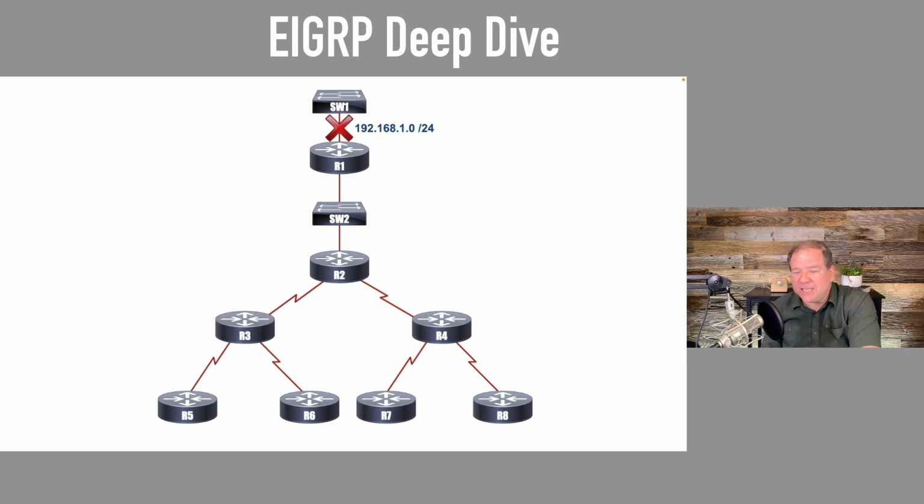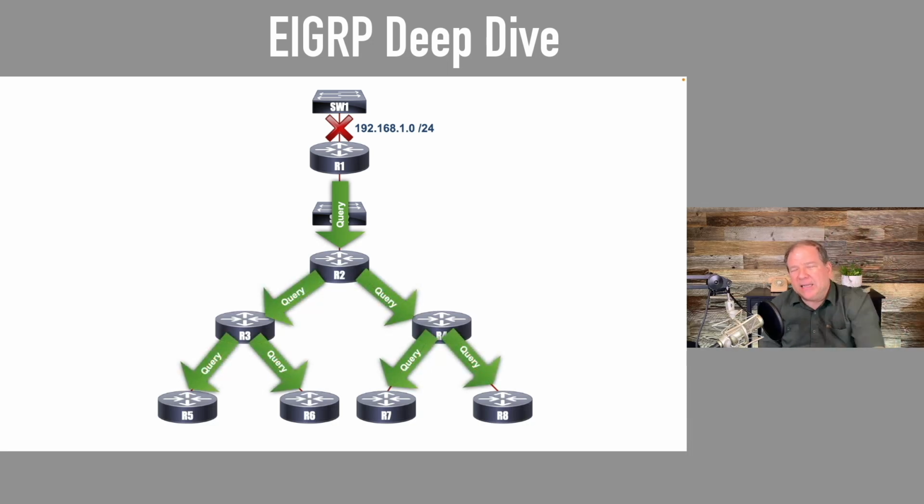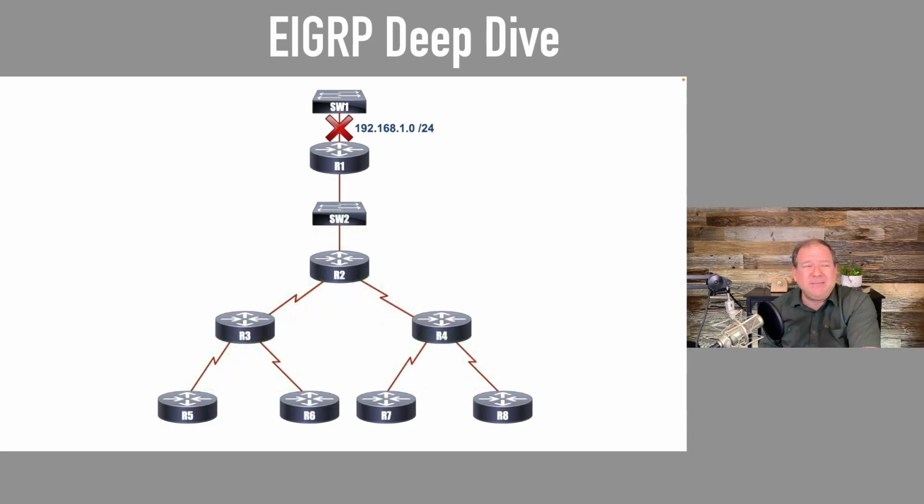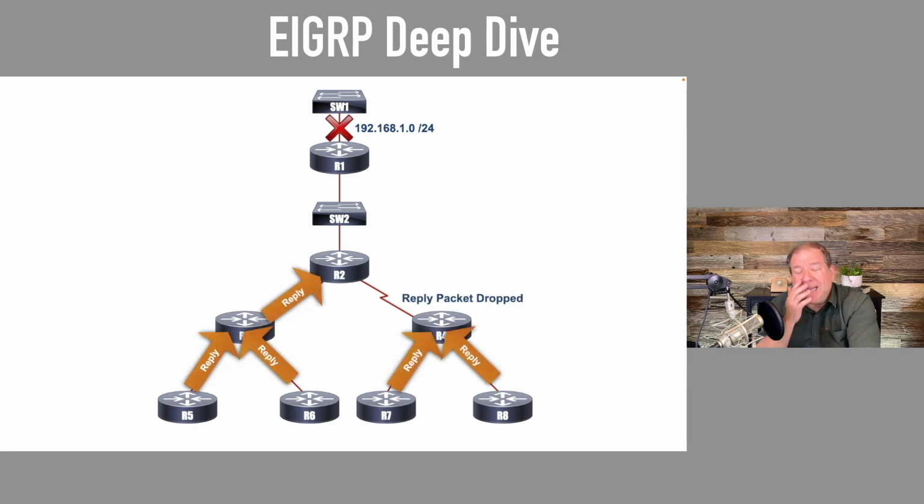Let's say that same thing happens. That network goes down. R1 says, oh, shucks. Let's see if there's another way to get there. So it starts to flood out these queries throughout the network. And just as before, it goes down to R2 and then down to R3 and R4 and R5, R6, R7, R8. And as the responses start to come back, or the replies start to come back, things get dropped in the network from time to time. Let's say that the response from R4 gets dropped.